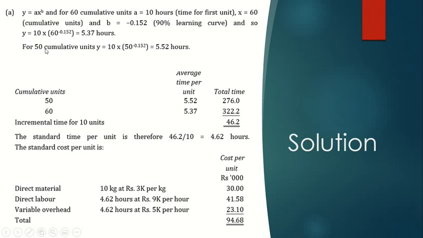If we are producing 50 units, the cumulative average time will be 5.52 hours. So here, 10 multiplied by 50, the cumulative output, which means the end of the third quarter, to the power b. It's just a matter of applying this x. If x is 50, the end of the third quarter, our time requirement will be 5.52 per unit. It is the average time. At the end of the fourth quarter, our average time requirement will be 5.37. So from 5.52 to 5.37, after the third quarter we improved our performance because of learning curve theory.